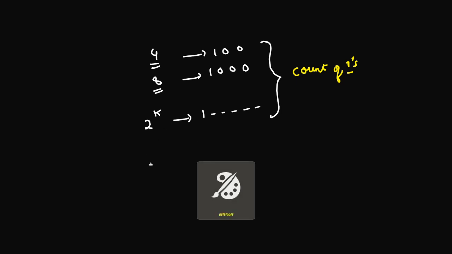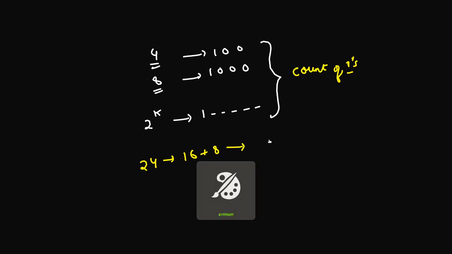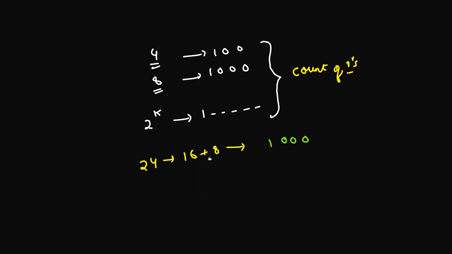So for example, let's consider the number 24. I can break this number as some combination of 2 to the powers. I can write 24 as 16 plus 8. Now 8 in its binary representation can be written something like this, and 16 can be written something like this. And if I add these two numbers, I'll get the binary representation 11000. And you see, the count of 1 is not 1 here. We have two ones here.